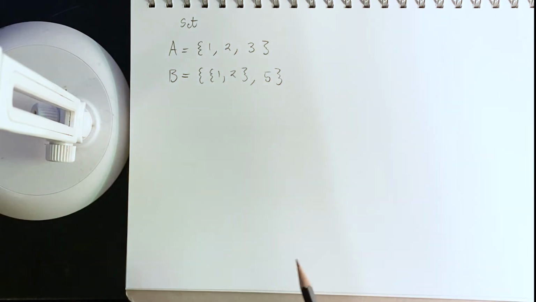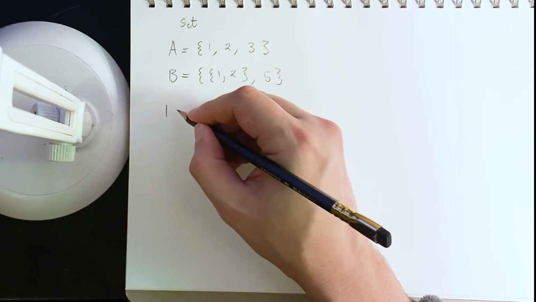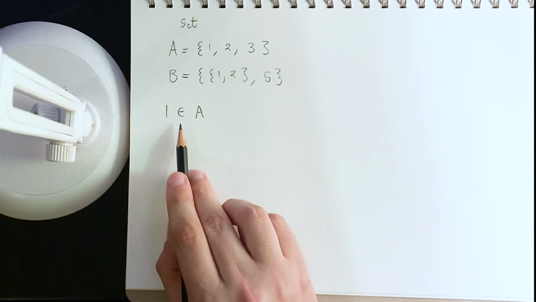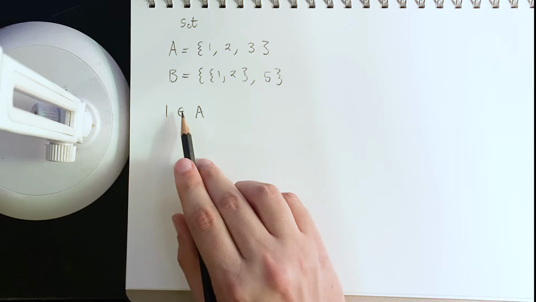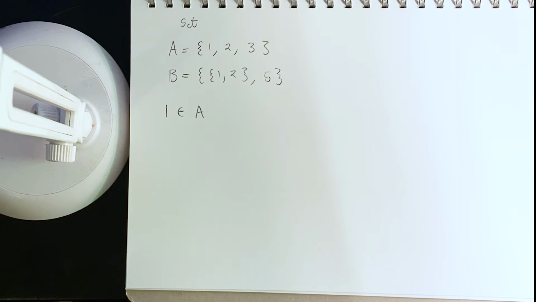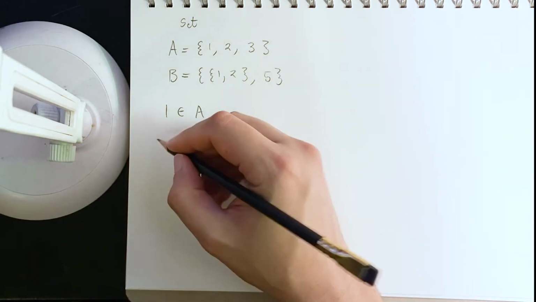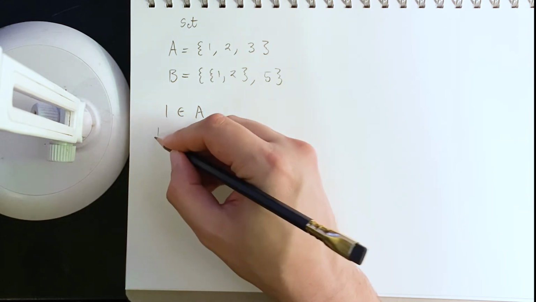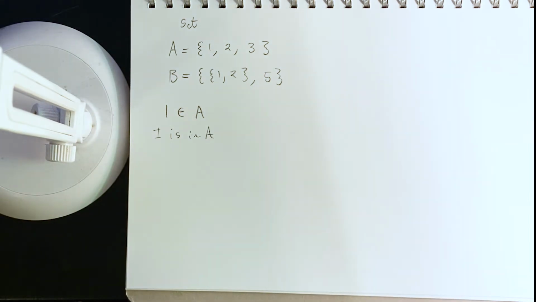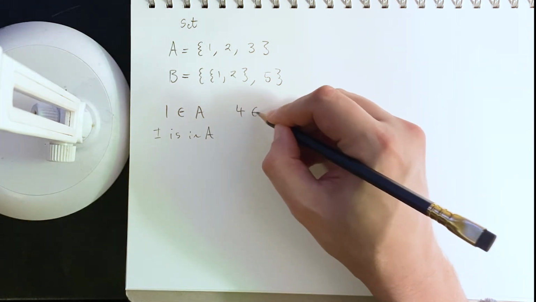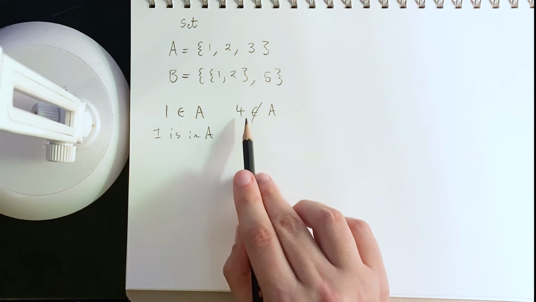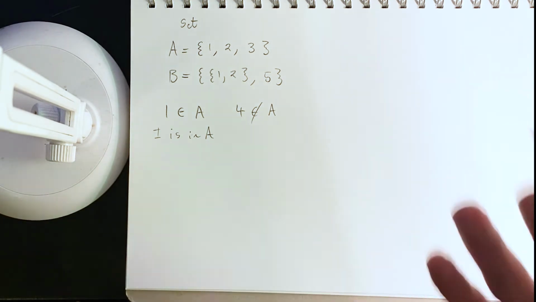If we want to say that something is an element of a set, then we do it with this sort of symbol here. People used to tell me, hey, this looks a little bit like an E, like element. And that kind of messed me up because it doesn't look like an E. It looks like a euro or something. But this is the symbol for it. And the way we read this, we would say 1 is in A. If something is not an element, then we get that euro and we strike it through. So this is 4 is not in A. 4 is not an element of A.